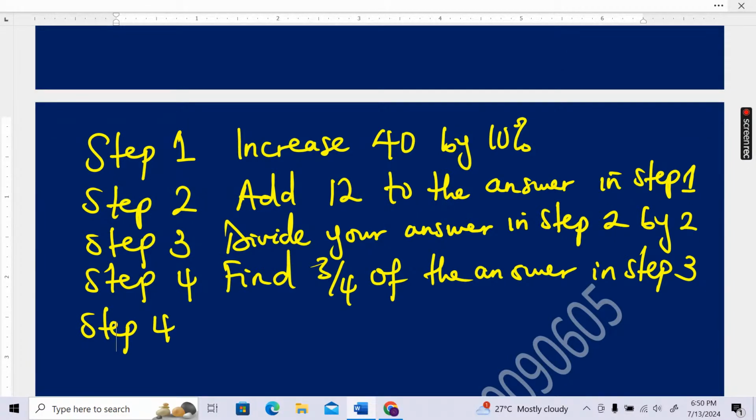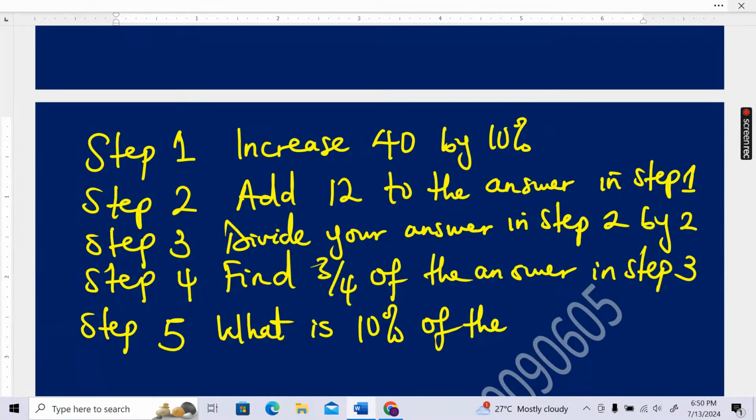Now, the last step, the final answer, that will determine who goes home with the 20 stars. The final step: what is 10% of the answer in step 4? This is really mentally tasking. Find 10% of the answer in step 4.